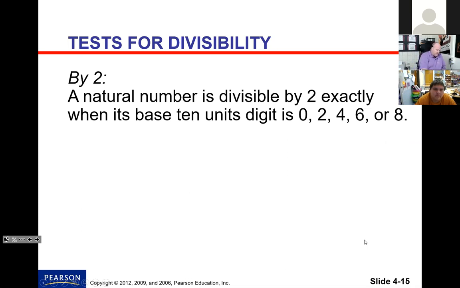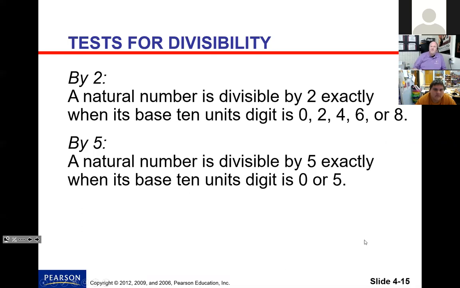You know a number is divisible by 5 when it ends with either 0 or 5. Yeah? You guys know that one too, right? Most of you will know these ones. Wait till we get to the ones coming up. Some of you will be like, that doesn't make any sense.